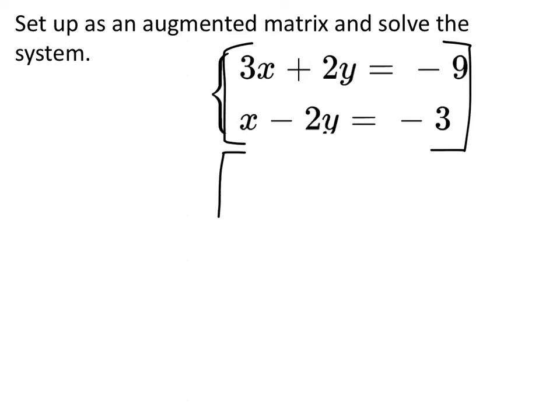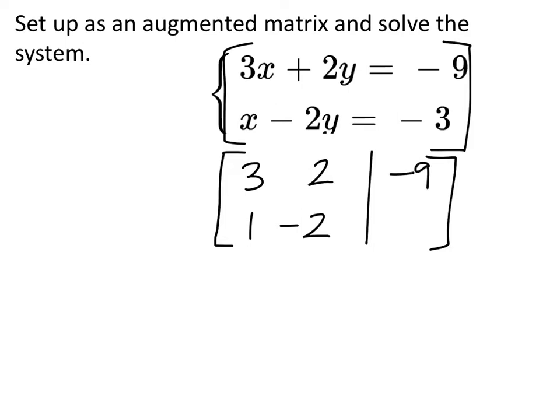Because now I can transform this into an augmented matrix. So the x's are aligned in the column. I've got a 3 and a 1 as my coefficients of the x's. And as the y's, I've got a 2 and a negative 2. And then, of course, in the answer, and that's why they have the line there, just to separate the answers from the variables, negative 9 and negative 3. But again, I don't really use that line myself.